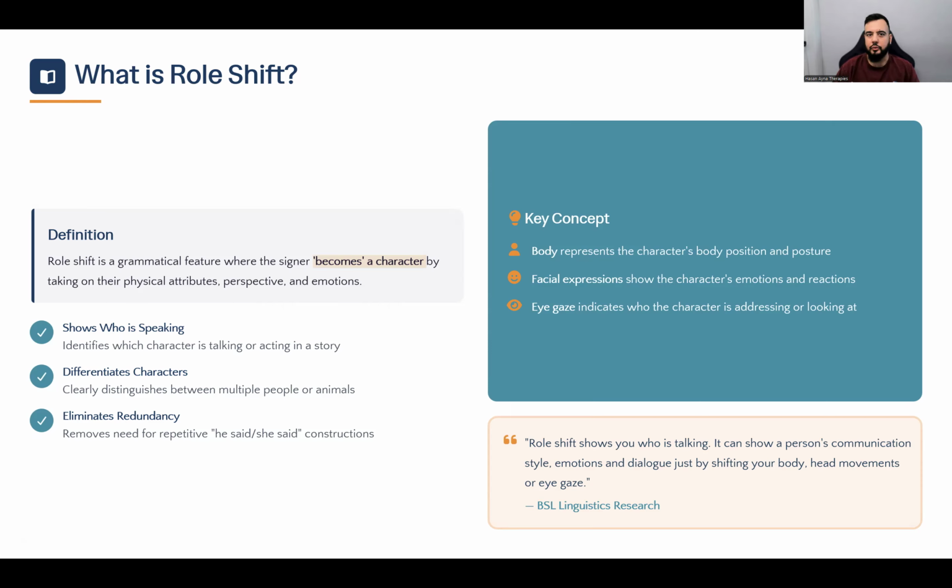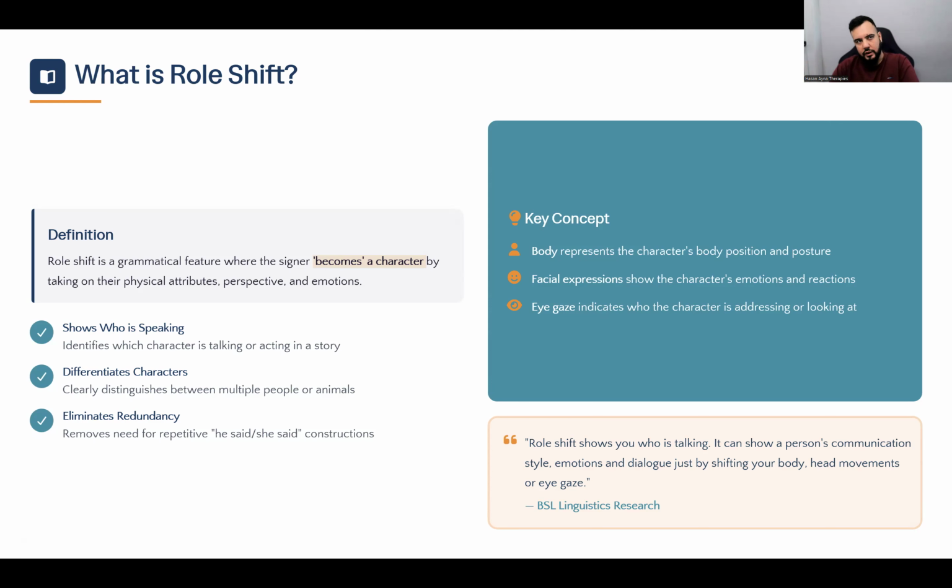One might be a short, fat man, whilst the other one is a very tall woman that he looks up to. It helps us reduce the redundancy of he said, she said, I said, they said. We don't need that in BSL. We simply shift into that character.